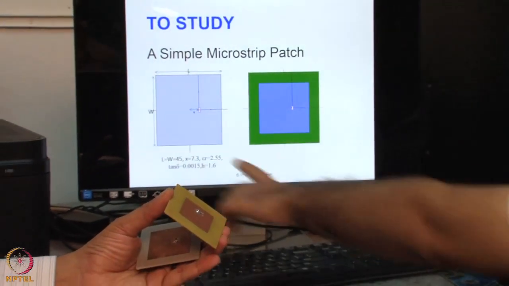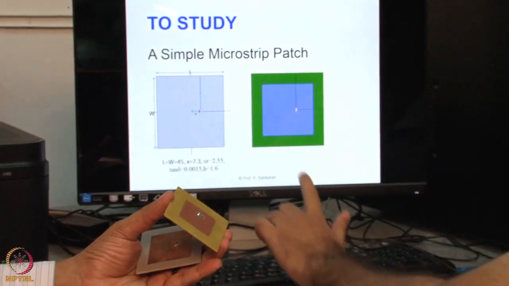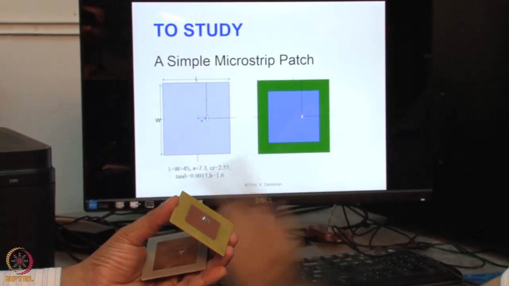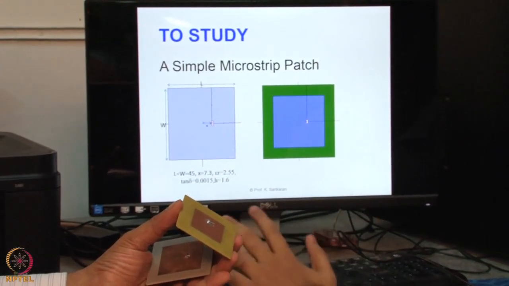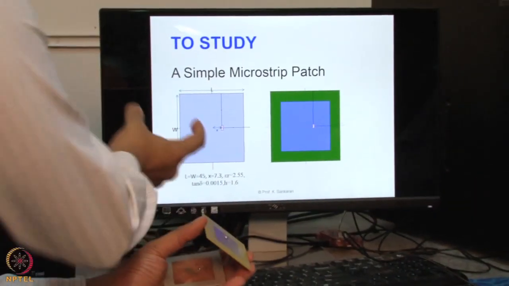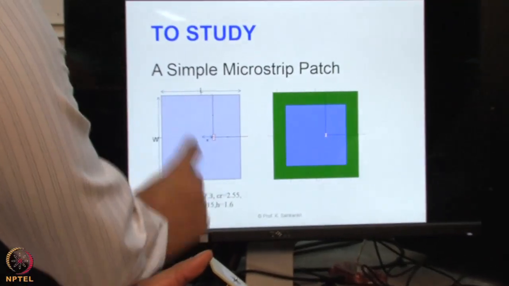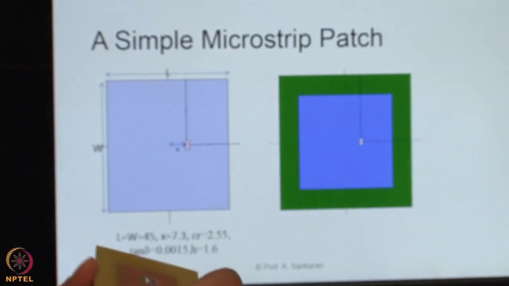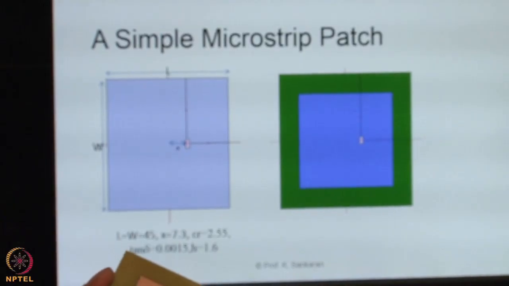So this antenna is working at 2.03 gigahertz. Using the formulas available in the literature, we have found that L equals W equals 45 mm. So basically you're starting with the length equal to the width, so it's a square microstrip patch antenna.